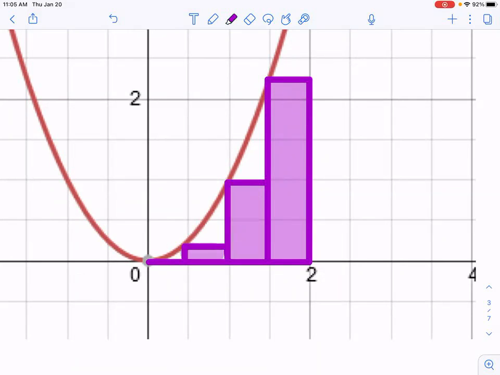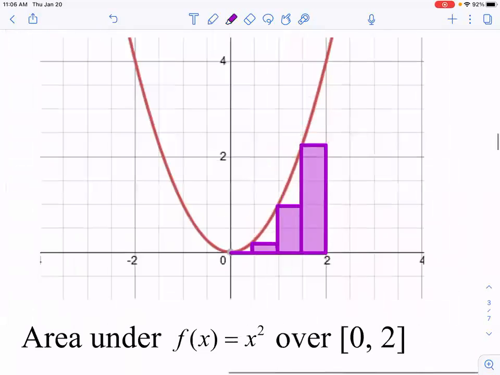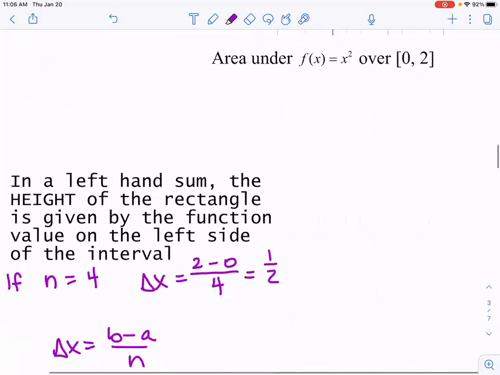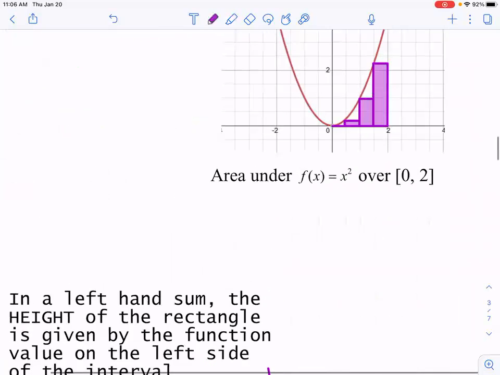Just from looking at this picture, is this area going to be an over approximation or an under approximation to the actual area under the curve from 0 to 2? Under, because we see white space under our curve, right? Or in your case, pink space. Yeah. So now let's open the flap. Okay. This is what we're going to do.